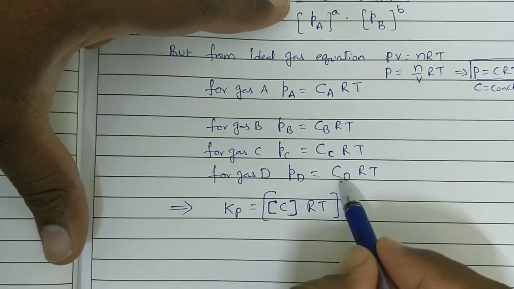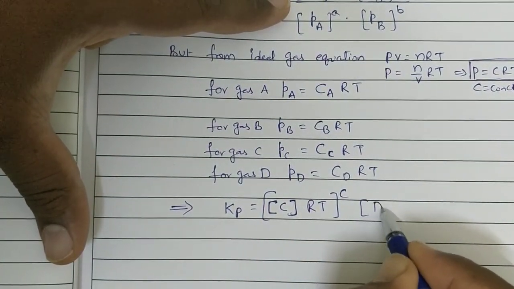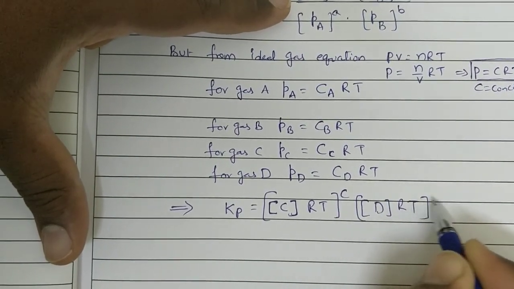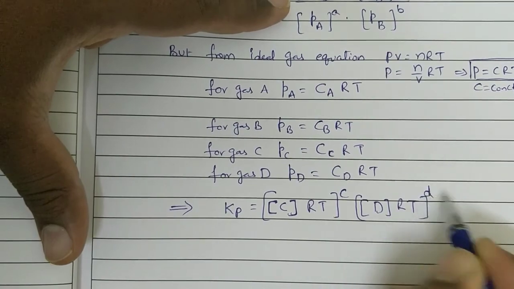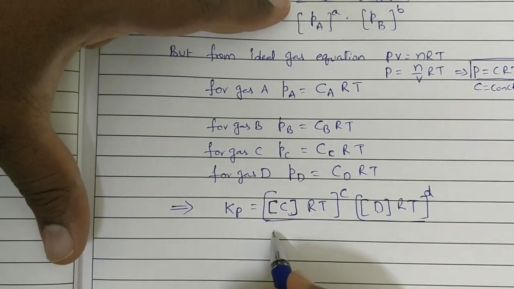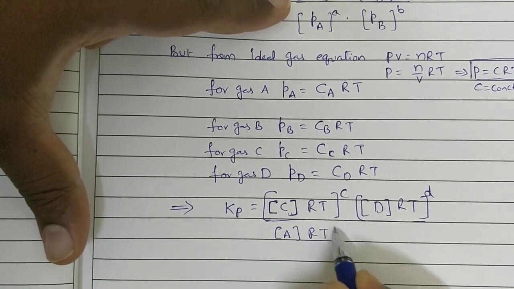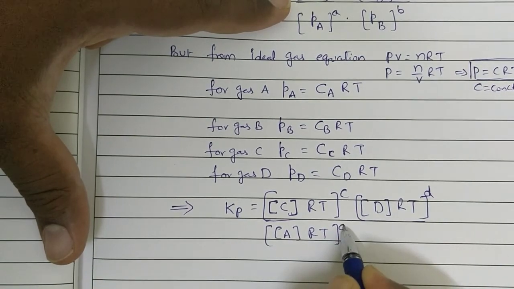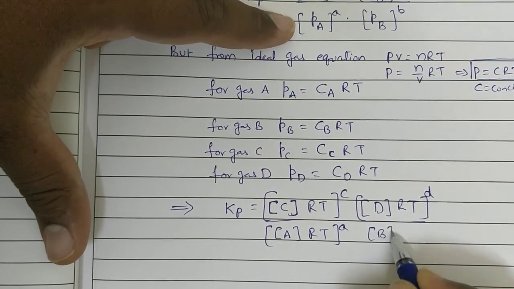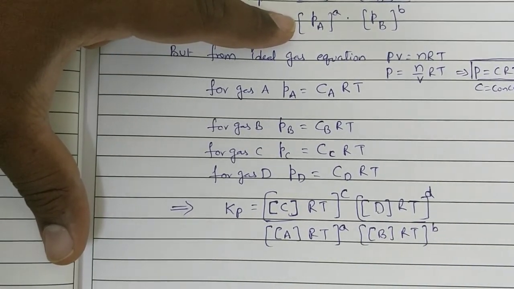Same, PD means concentration of D into RT raised to the power of small d, divided by concentration of A into RT raised to the power of small a, concentration of B into RT raised to the power of small b.